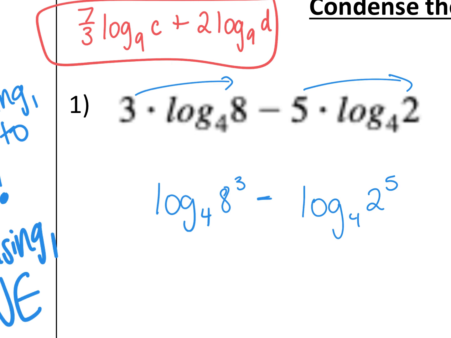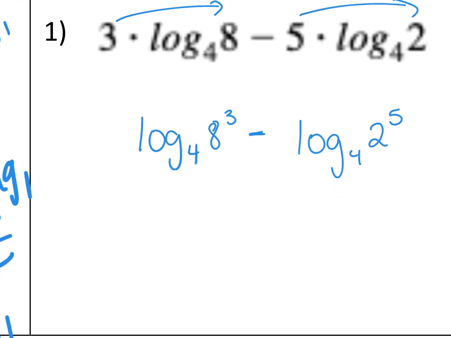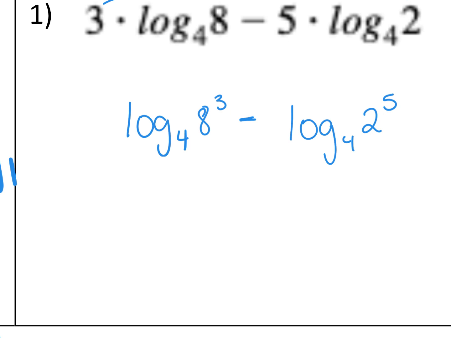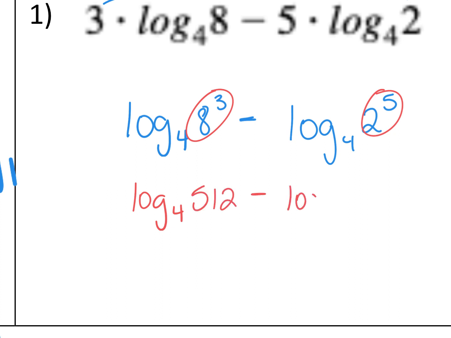Once again, with condensing, we're making it as small as we can. If we can evaluate, don't we want to do that? You can save it for the end, but I'd recommend just doing it as soon as you see it. Do I know what 8 to the third is? Or can I find that pretty easily? Go quickly do that. Same thing with 2 to the fifth. What is 8 to the third? 512. And what is 2 to the fifth? 32.